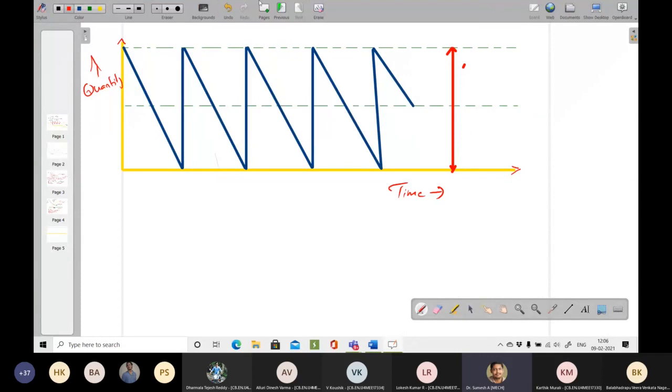Okay, so this is Q. Q is the maximum inventory point, and half of it, I have told you, will be the average inventory. So the average inventory is equal to Q by 2.